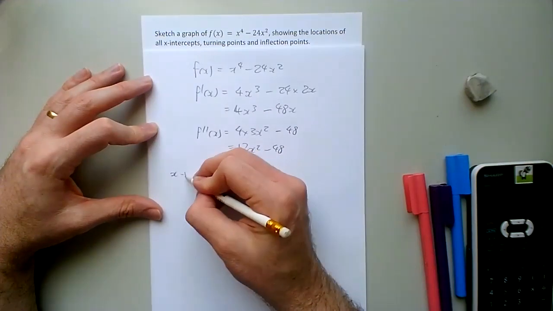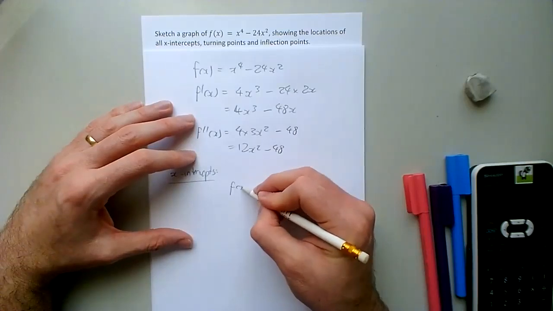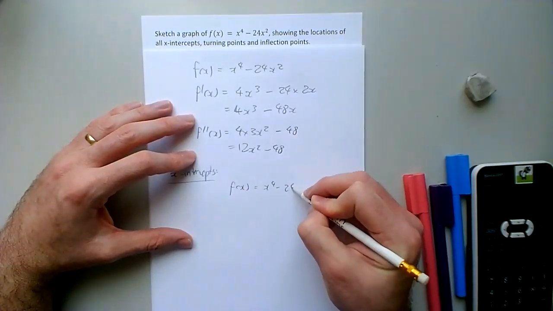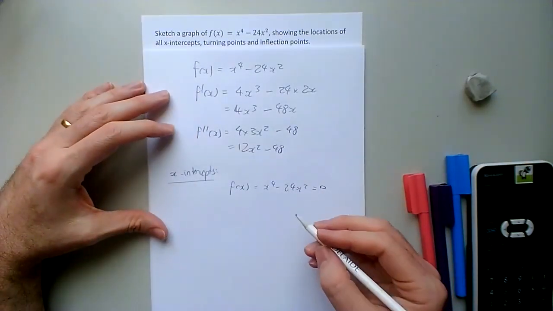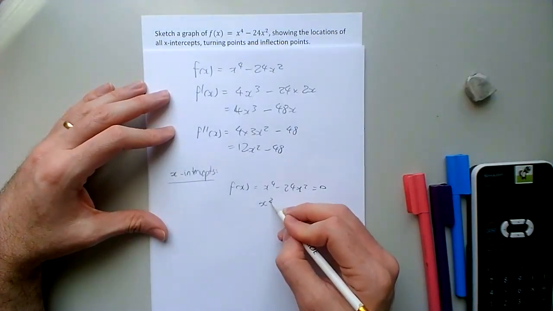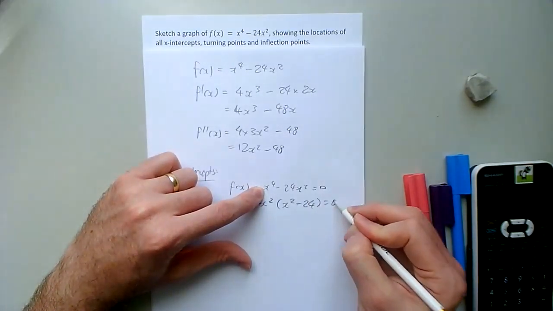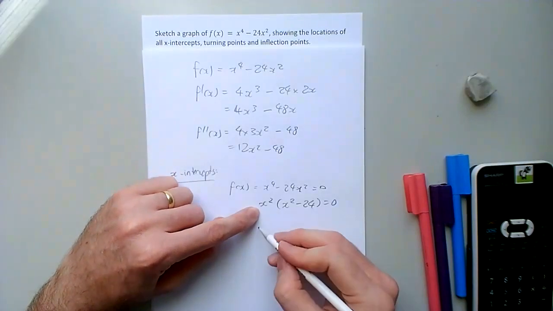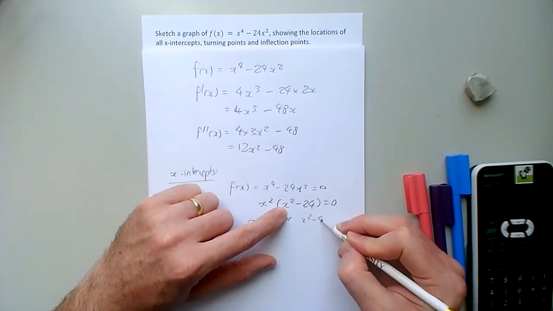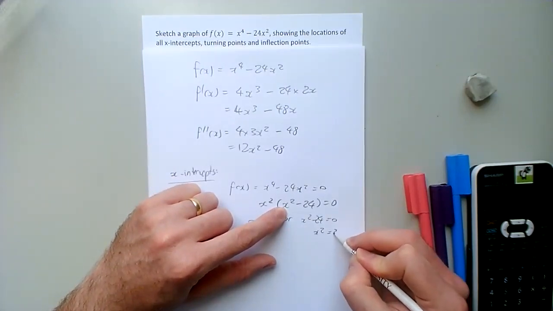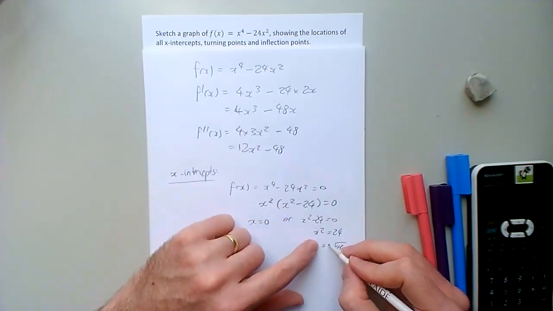Okay, so the x-intercepts would happen when f of x is 0. Factorizing would be the go. I can pull an x squared out of both. That'd leave an x squared behind and a 24. And then either x squared is 0, which would make x equals 0, or x squared minus 24 is 0, so x squared is 24, so x would be the square root of 24, but it could be the positive or negative one.